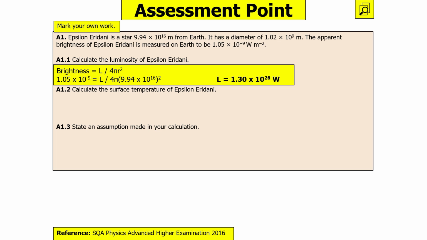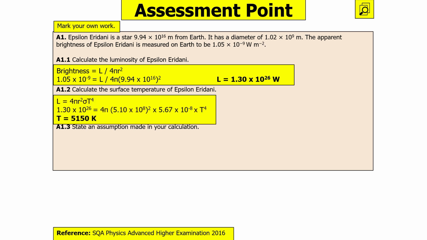We can then work out the surface temperature by using Stefan's law, because we know that the luminosity is equal to sigma A T to the power 4. We know that A equals 4 pi r squared, so we can put it all through. We get 5150 Kelvin. It's also very, very important to note that you're given the diameter in the information, but the question wants you to use the radius, because we're working out the surface area of the star, so it's 4 pi r squared. So just be careful about that.